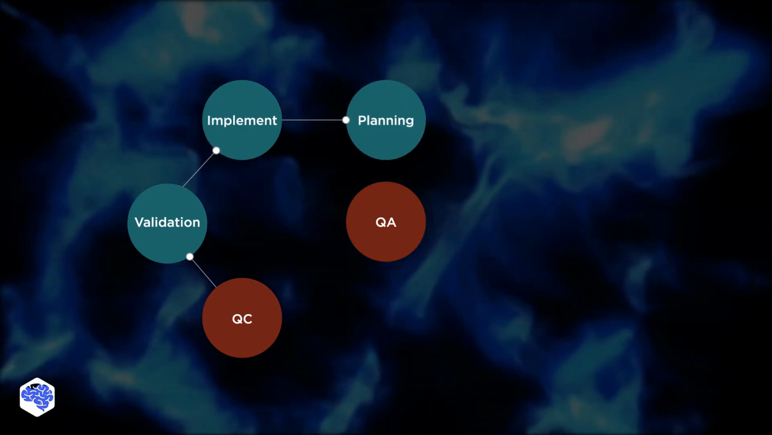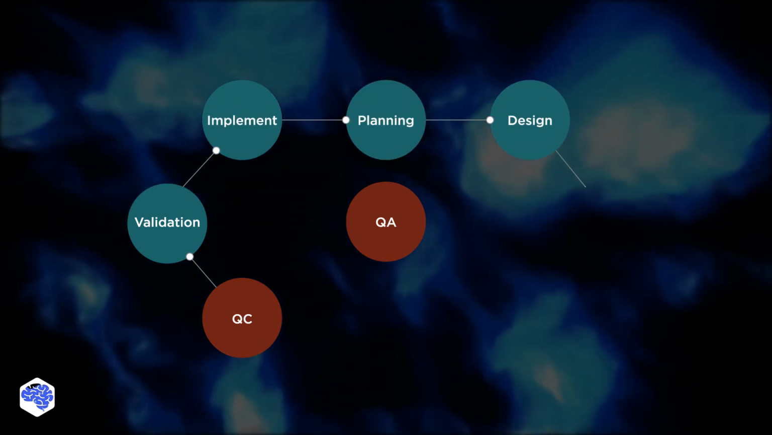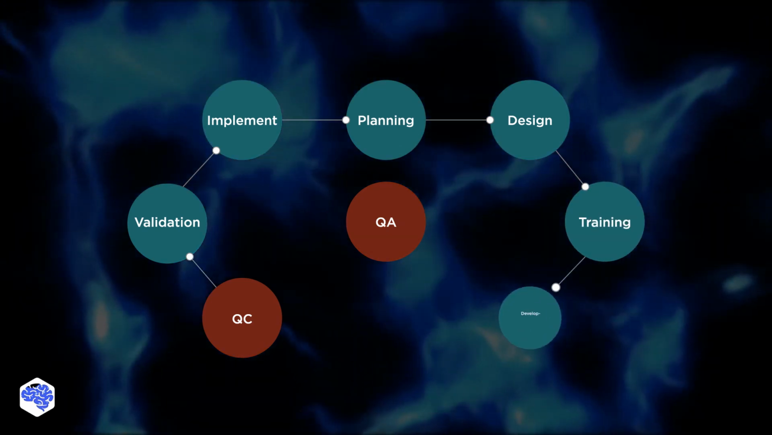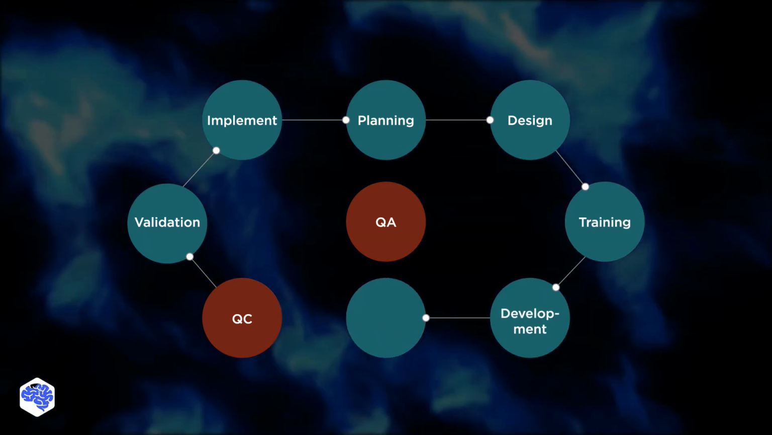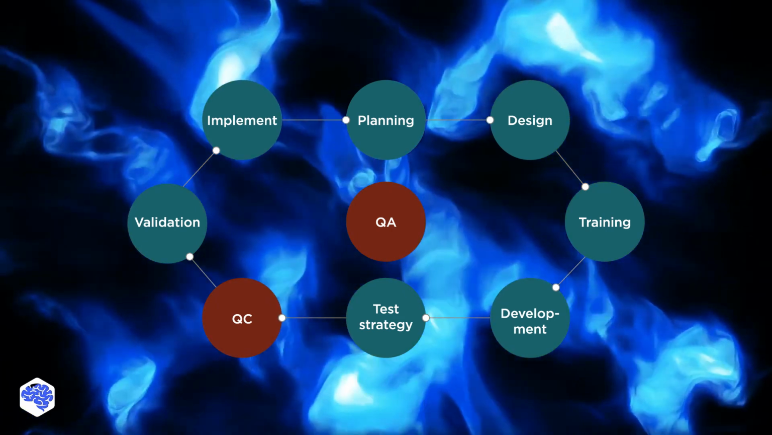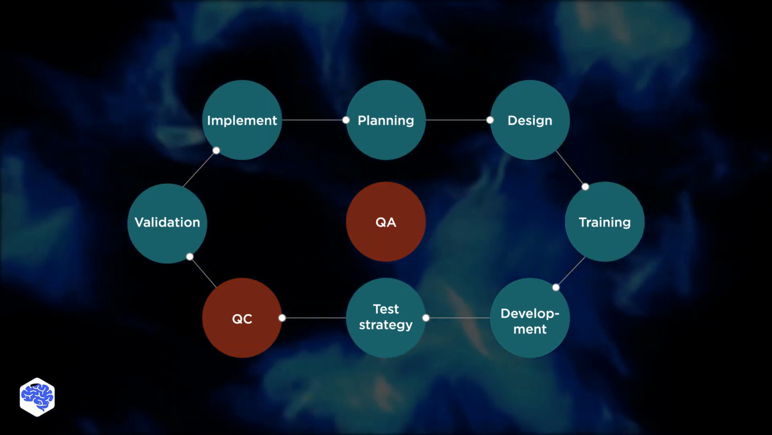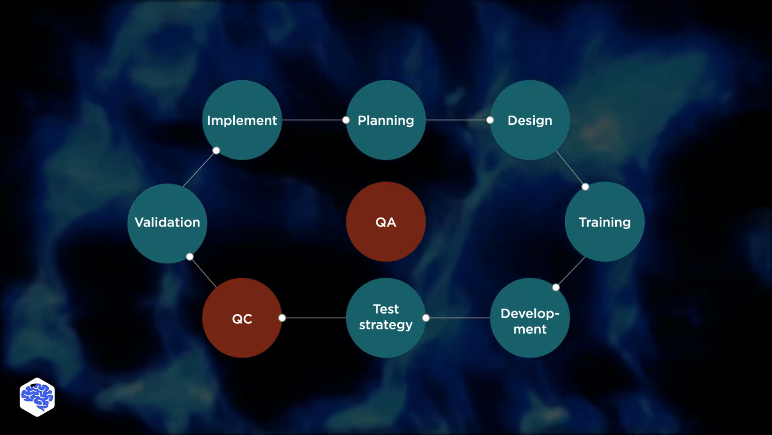At Jelvix, QA and QC cooperate in a cycle. Once QA is done with the first iteration of optimization, they communicate the insights to QC. Then, QC comes back to the product, and the cycle continues.